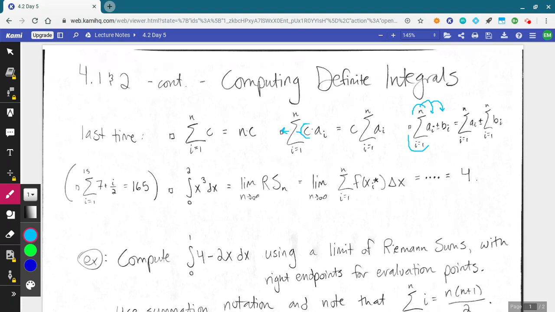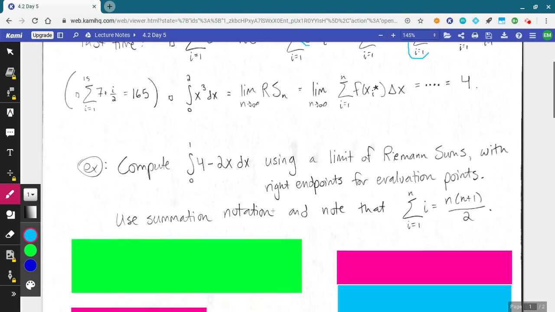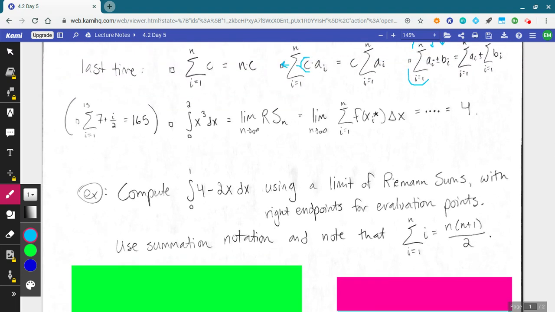So today, the plan is to just work one more of these to get more comfortable working with this notation and how it goes. Then we'll do a little debrief afterwards and make a few observations. So here's what we're working on today. Let's compute the integral from 0 to 1 of the function 4 minus 2x dx using a limit of Riemann sums with right endpoints for evaluation points, as we've been doing. And here again, let's use summation notation in our work.